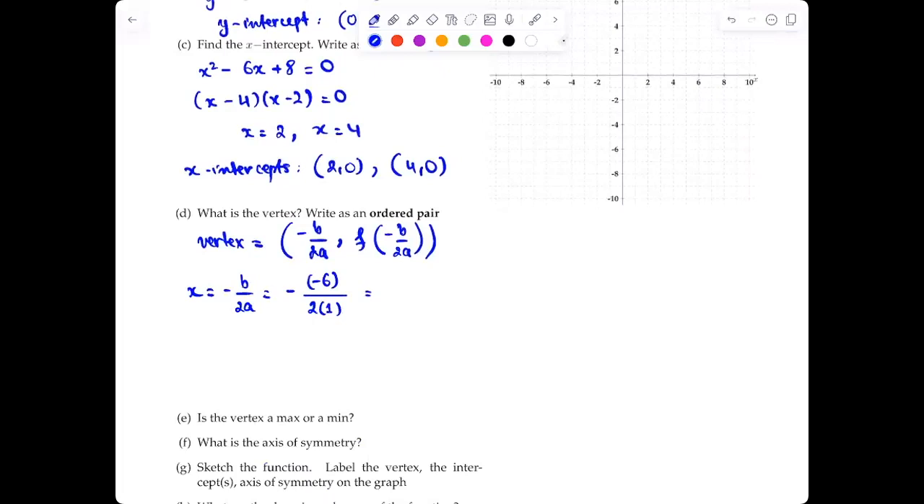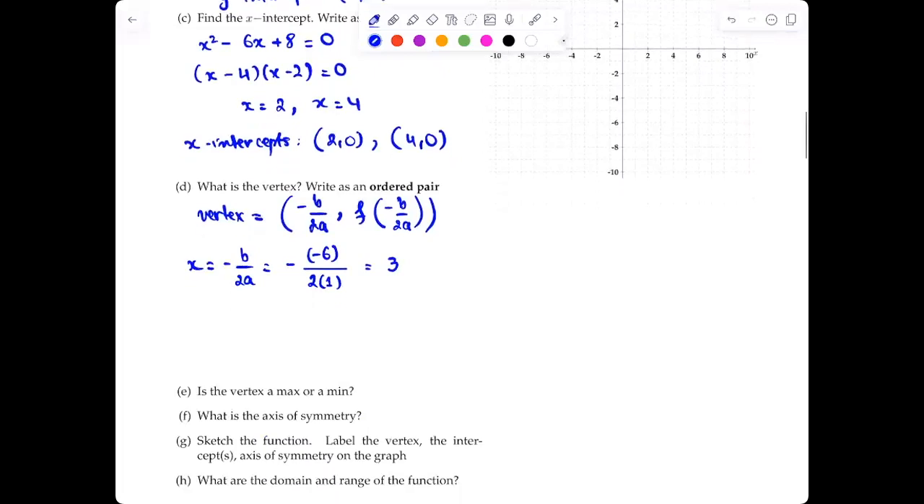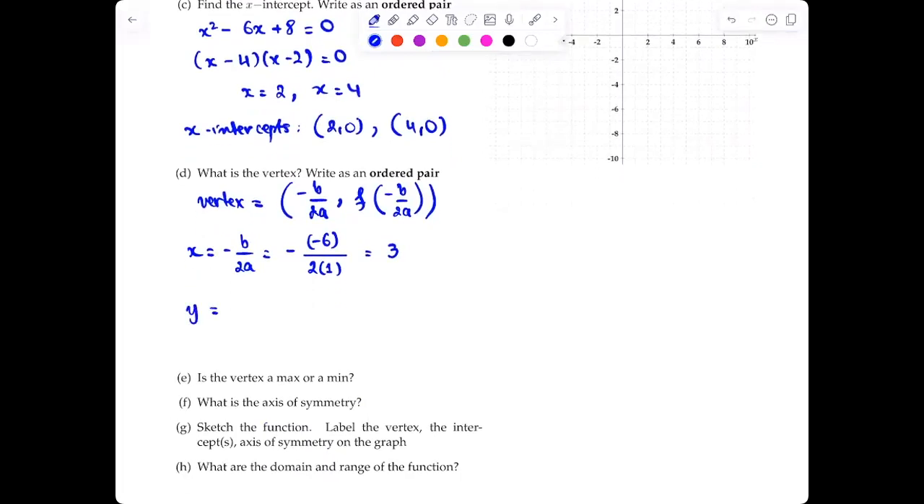So what is x equal to? Positive 3. Now with the x value of the vertex, you substitute back into the original function to find the y value of the vertex. So y is equal to 3 squared minus 6 times 3 plus 8.